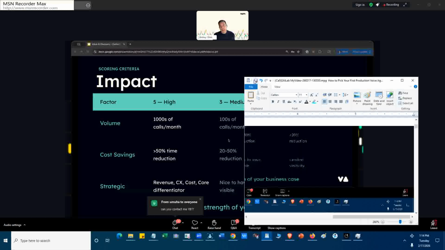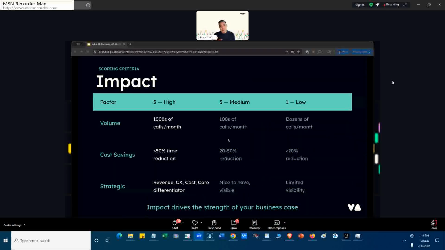Something that's important to know, obviously, is that impact is what ultimately drives that business case. And if you have high impact, it means that executive buy-in is a bit easier to get, and you'll get a deal that's faster to close. And so that's really important to know.